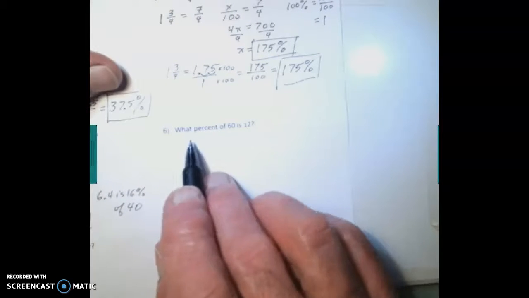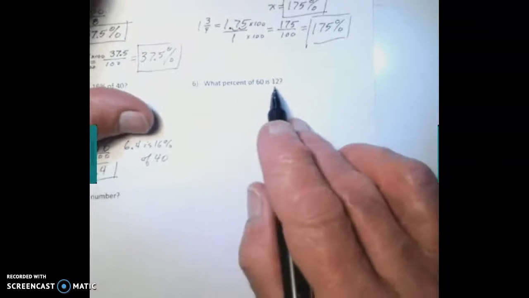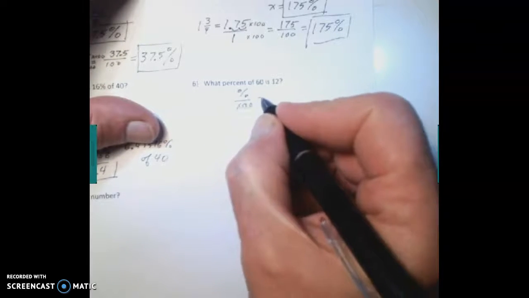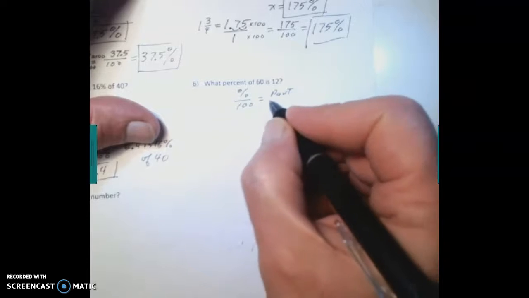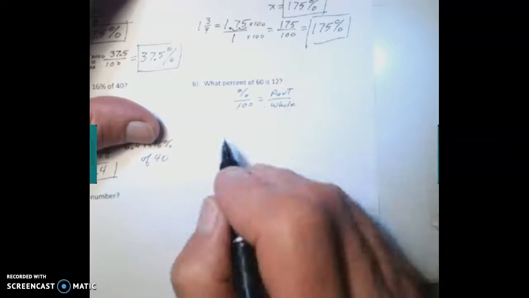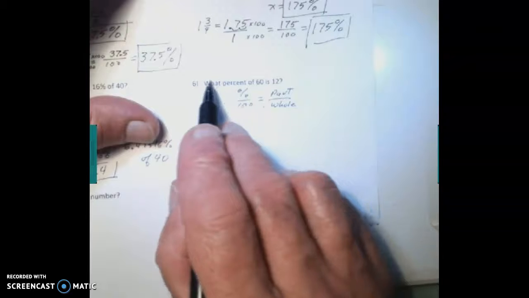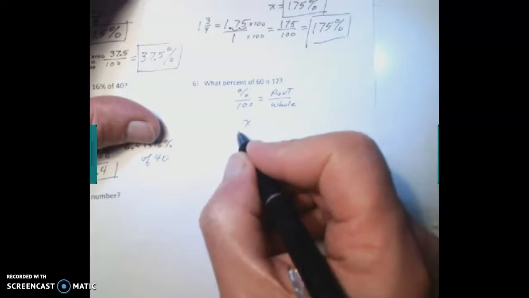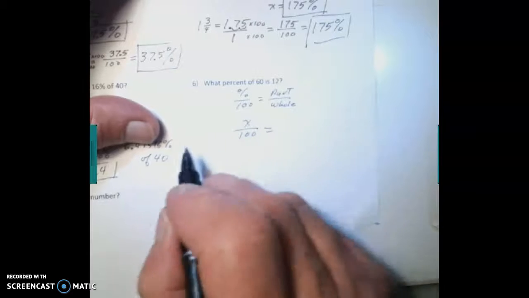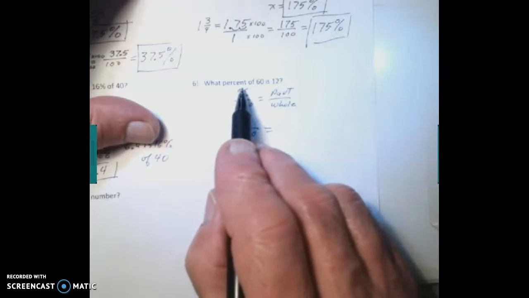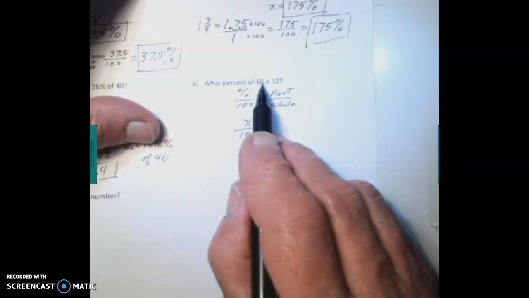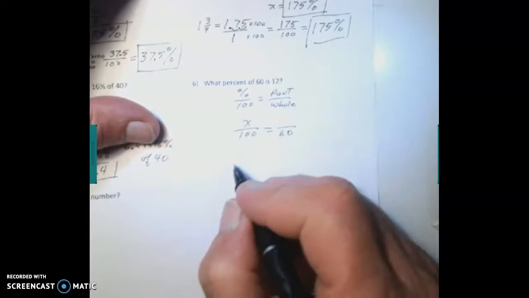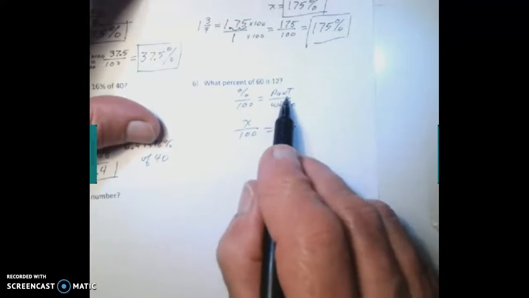Number 6. What percent of 60 is 12? Again, percent over 100 is equal to the part over the whole. Look for the percent first. There it is. It says what percent? That's your unknown. So you're going to put an x over the 100. Look for the whole amount next. It comes after the word of. Percent of 60. 60 is our whole amount. And the only place we have to fill in is the part.